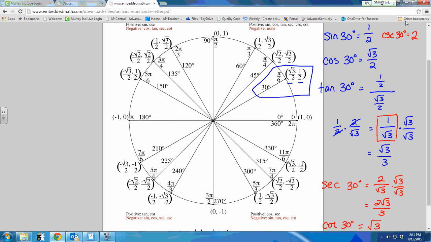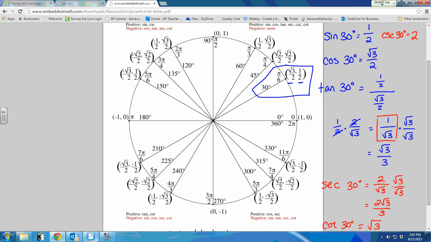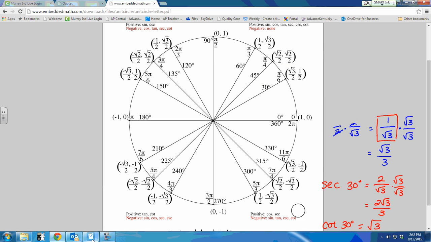Okay, so I'm going to give you a second to do 225 degrees on your own, in your notes. Alright, so I'll give you a second. I'm going to be working them up here, but you can be working them at your desk, and you can check when you're done. So I'm not going to talk through these. I'm just going to have you do them on your own.